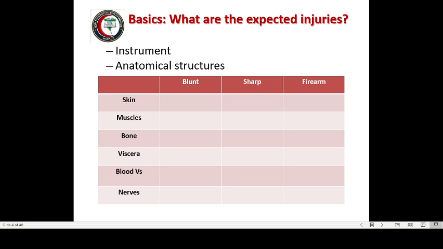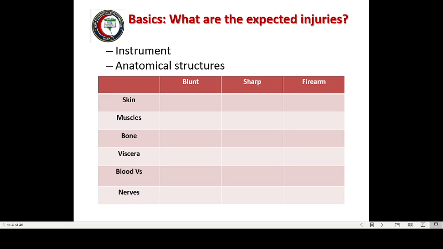For the muscles, organs, blood vessels, and nerves, all these structures will suffer from cutting or stabbing. Cutting is the same as stabbing. The only difference is that in cutting, the depth of the wound is shorter than its length on the skin, while in stabbing the wound is very deep. It has a track inside the body.